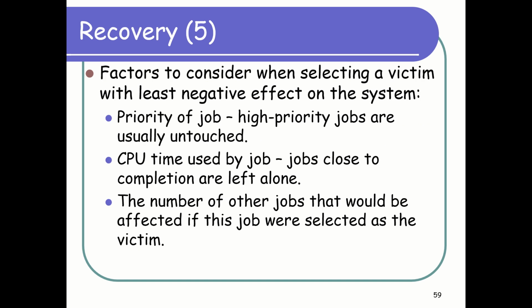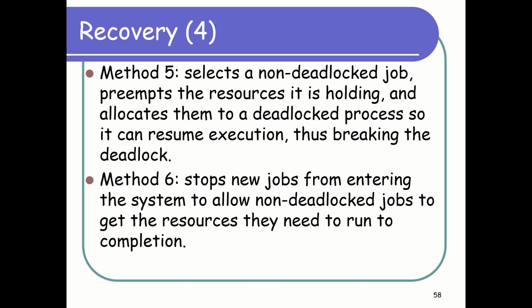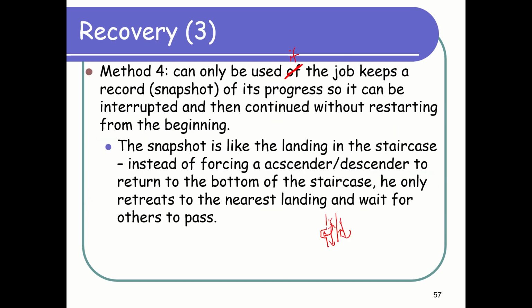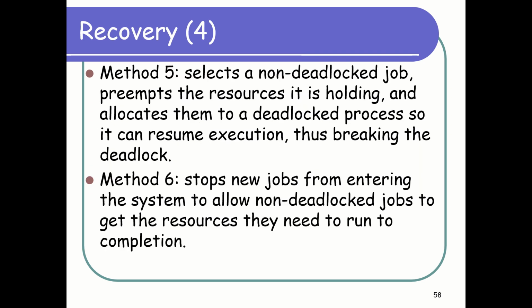I just want to add that the previous four methods, 1, 2, 3, and 4, deal with jobs caught in a deadlock. Methods 5 and 6 concentrate on non-deadlock jobs and the resources they hold.